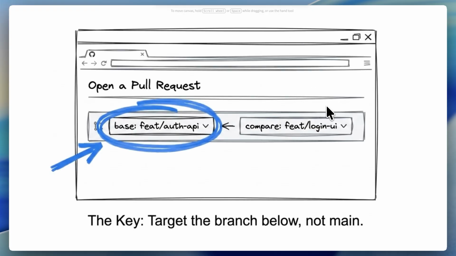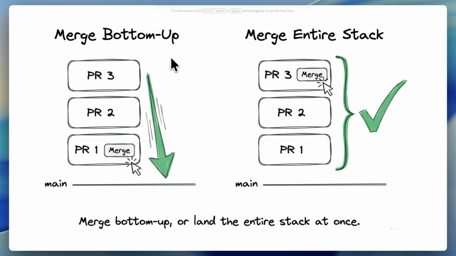So here is a key thing about stacked PRs. You need to target the branch that it is dependent on, not the main branch directly. For the login UI, you can create a PR to the auth API branch, not the main branch. So always remember that. Now it becomes much easier for me to review all these PRs because everything is divided into small modules. I can review all of them independently.